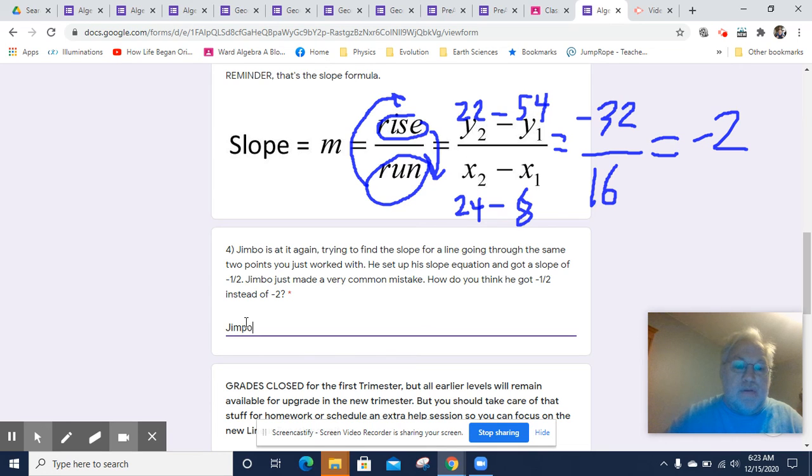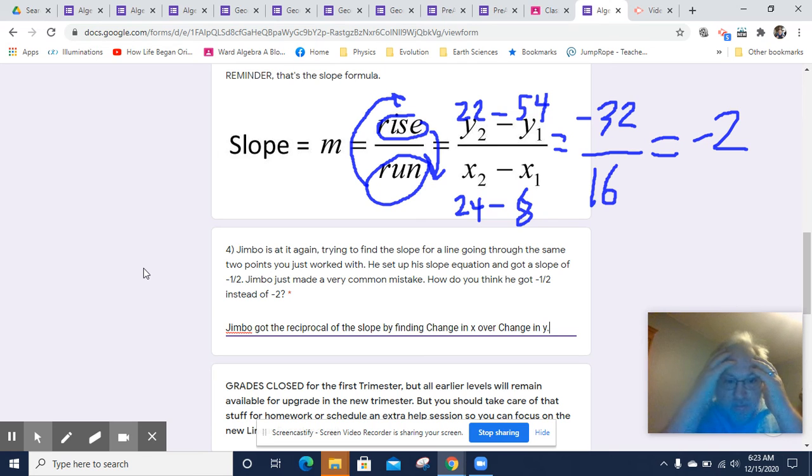Jimbo got the reciprocal of the slope, because negative 1/2 is the reciprocal of negative 2. It's just the flip, because negative 2 is negative 2 over 1. He got the reciprocal of the slope by finding change in x over change in y. If you find yourself getting that sort of answer, it's a pretty simple fix. Just flip the answer. Just try and remember you're getting the vertical change over the horizontal change.